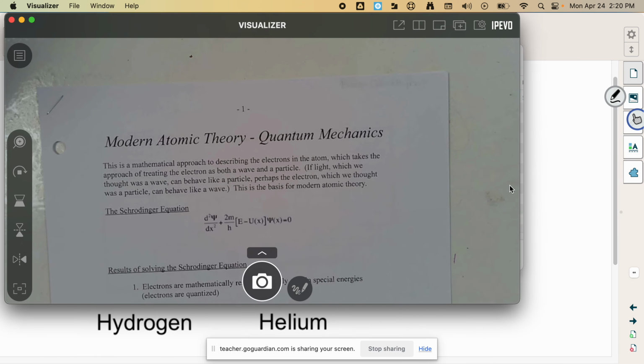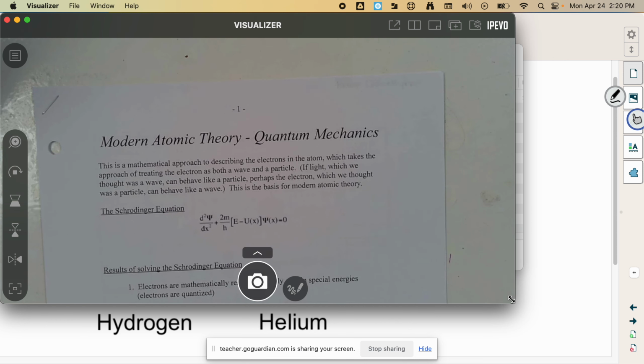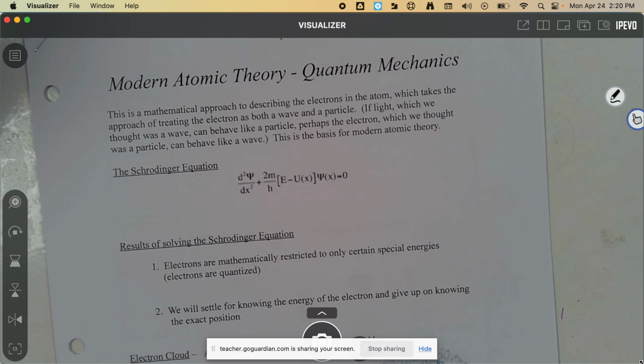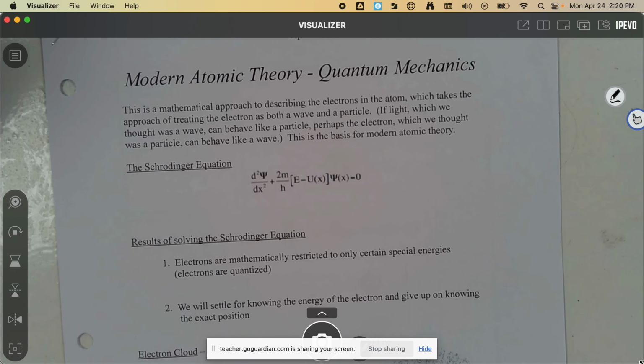So let's do a quick summary of some quantum mechanical ideas, make sure everybody's good there, and add the concept of quantum numbers. The concept of quantum numbers is nothing more than giving a code name to each of the different orbitals. So our modern atomic theory is called quantum mechanics.